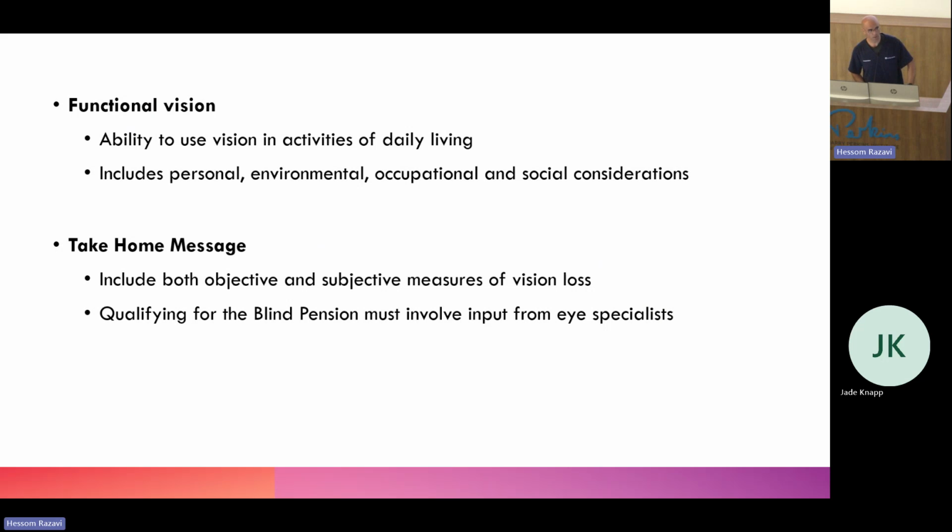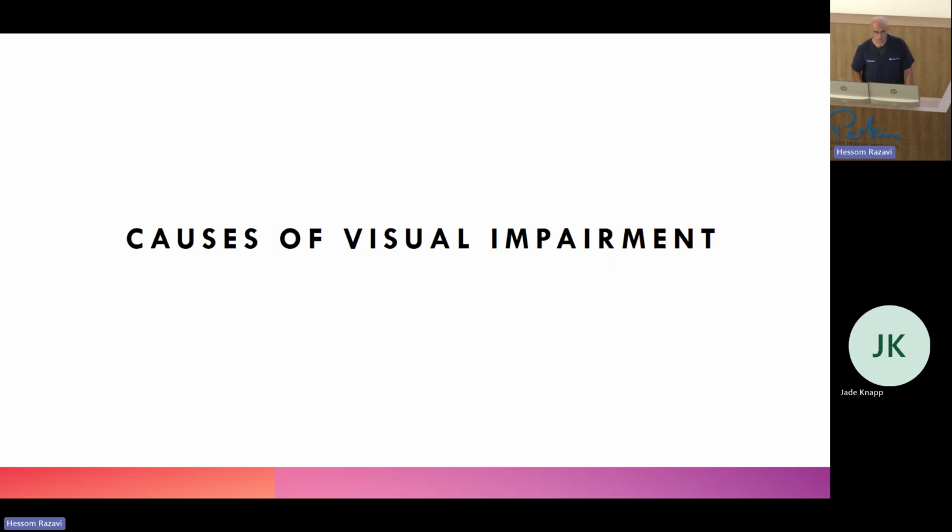this lady can only see 6/36, let's say, but she can meet most of her visual requirements with no problems at all. And then the converse might be true. Here's someone with 6/36, but they're really struggling. So you've got to include both. And blind pension applications have to include input from an ophthalmologist or an optometrist, and sometimes both. Okay, so that's definitions so far.